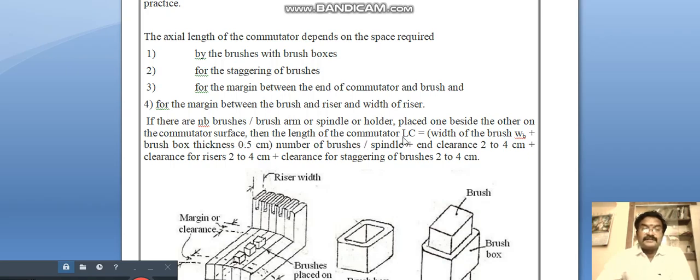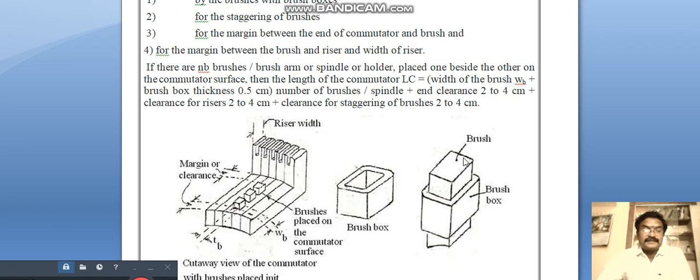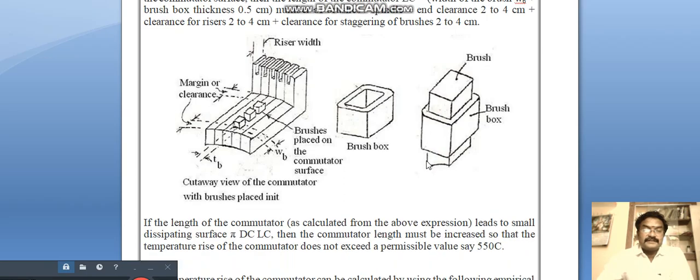Then the length of the commutator Lc is equal to the width of the brush Wb plus brush box thickness 0.5 centimeter, times the number of brushes per spindle, plus end clearance 2 to 4 centimeter, plus clearance for risers 2 to 4 centimeter, plus clearance for staggering of brushes 2 to 4 centimeter. The diagram is given here.